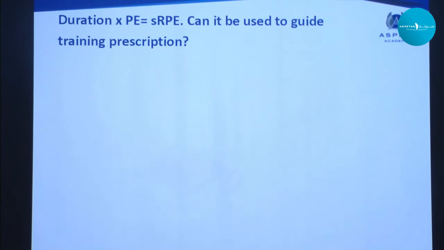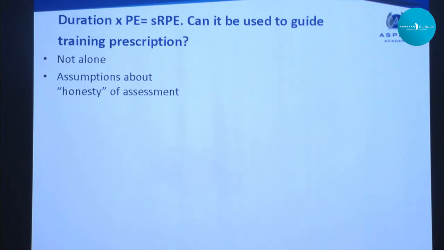So the consequence of duration is a lot of studies have been reporting the use of session RPE in different sports and have suggested that session RPE can be a good way to measure training load. Yes, it is. It's a measure of internal training load, but not alone. The assumption is honesty of assessment. So when you ask your athlete, how hard was it? And they say 10, you're assuming that they are telling you the truth.